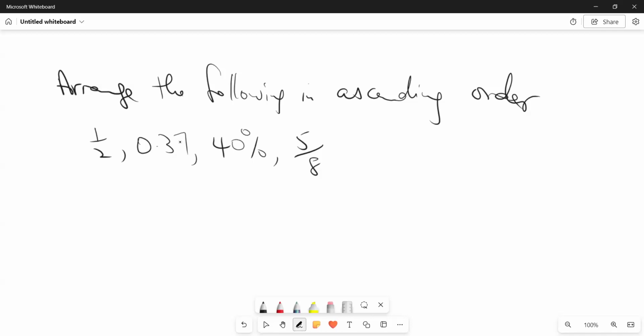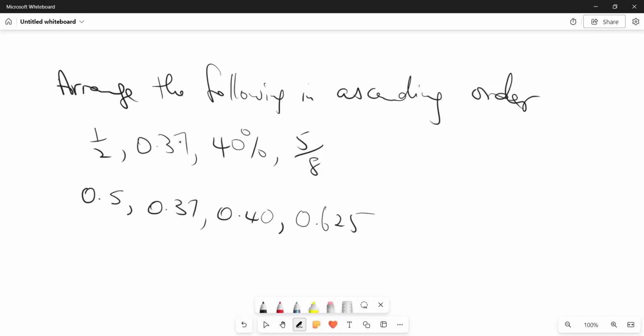That's a good idea because, okay, half, you punch it in the calculator, you get 0.5. This one is 0.37. 40% is 0.4. 5/8 is what as a decimal? 0.625.